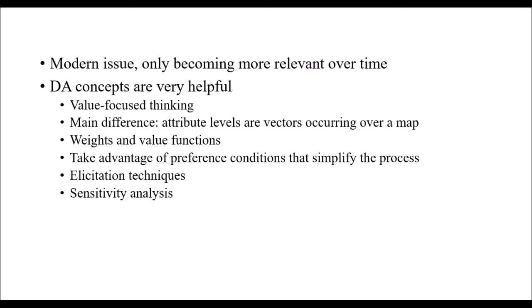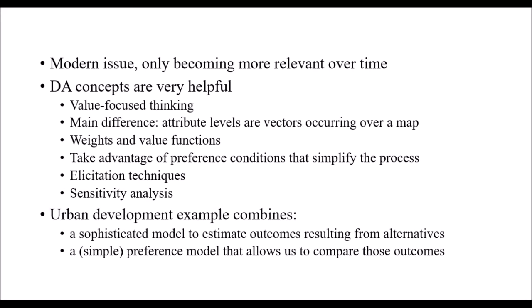And the idea, the reason that we went through this urban development example with the LUMPS model was to underscore that what we want to do is take these sophisticated physical models that estimate what maps will look like, the projected distribution of attribute levels that result from alternatives. We want to be able to integrate that with a preference model, something that can, in a structured, organized way, allow us to compare one set of maps to another set of maps.